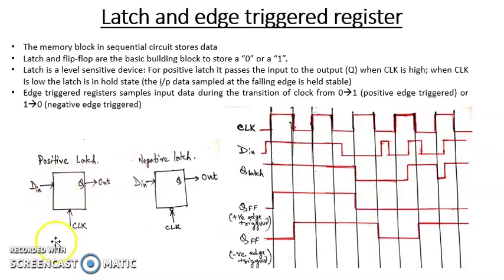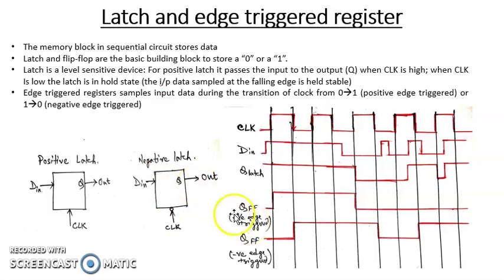This is the example of a positive latch. For a negative latch, the reverse is the case. That means when the clock is low, during that time only the input will be passed to the output, and when the clock goes high, the latch will be in the hold mode.